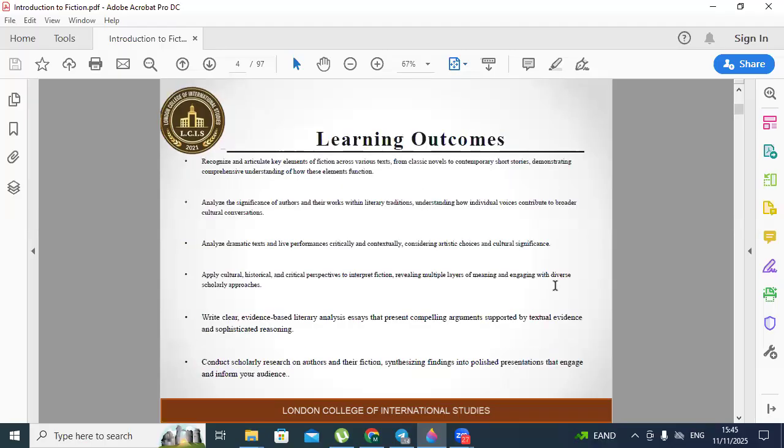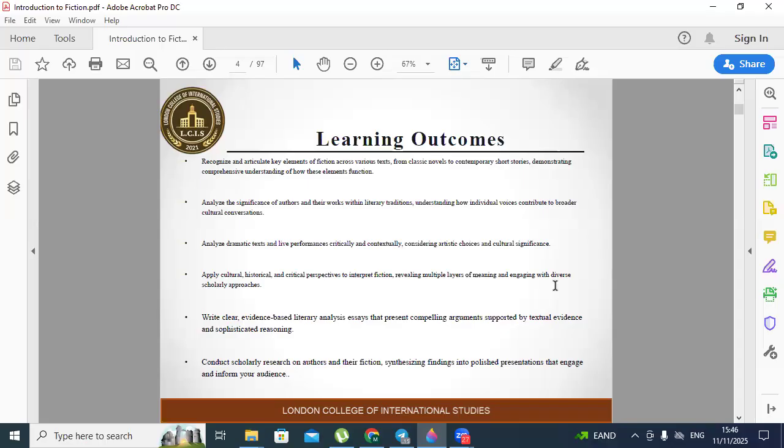Learning outcomes. Recognize and articulate key elements of fiction across various texts, from classical novels to contemporary short stories, demonstrating a comprehensive understanding of how these elements function. Analyze the significance of authors and their works within literary traditions, understanding how individual voices contribute to broader cultural conversations.